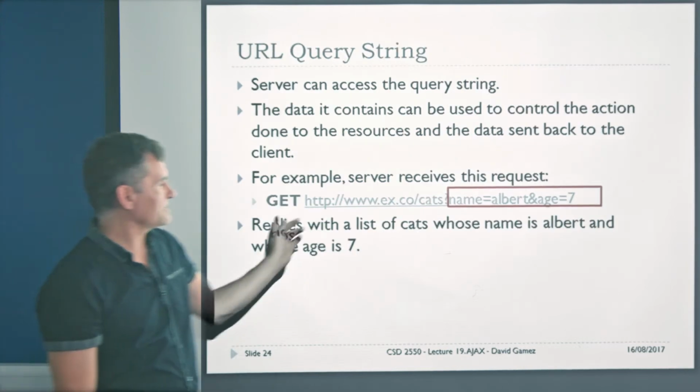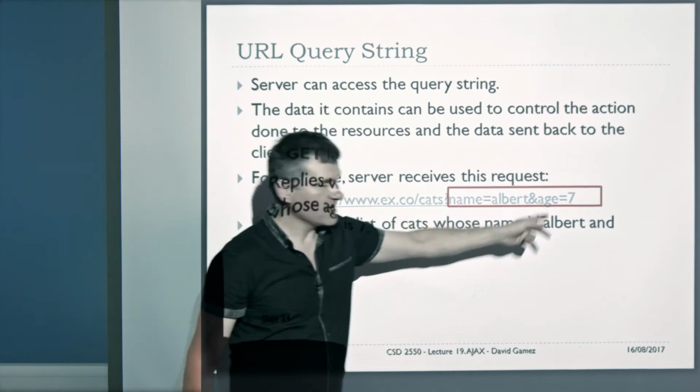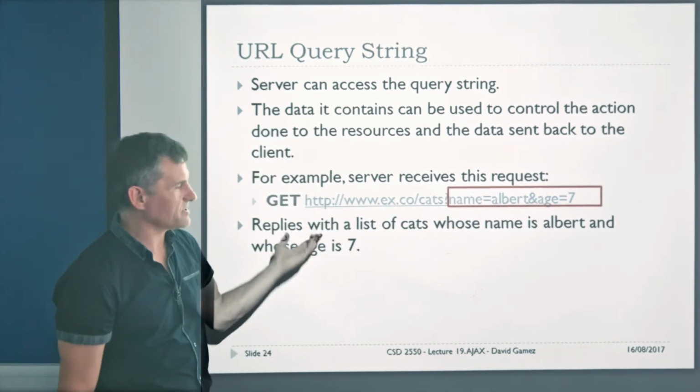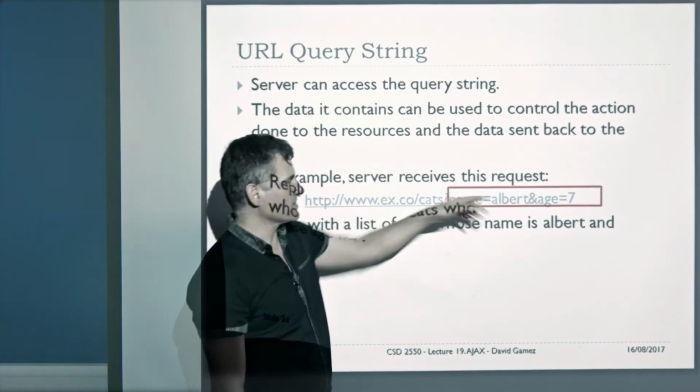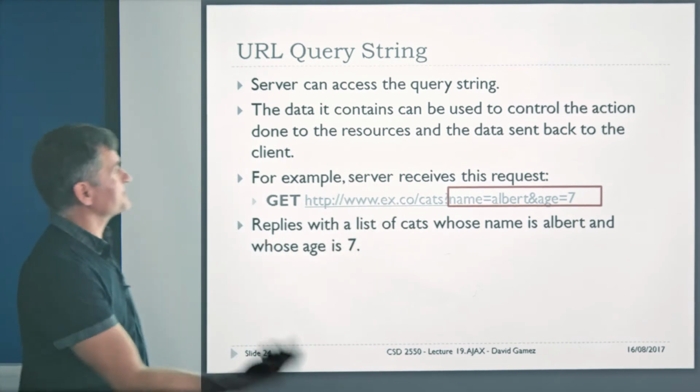So in this case, we can bookmark this complete URL, and every time we go to that bookmark, we're going to get a list of cats whose name is Albert and whose age is 7. And the browser will probably cache the response that the server sends back in response to that GET request.